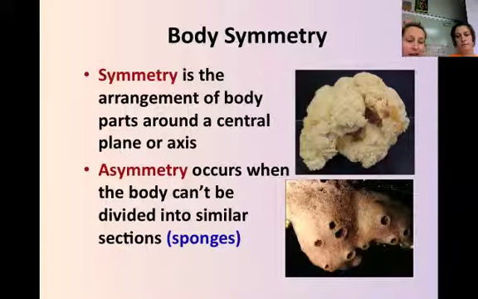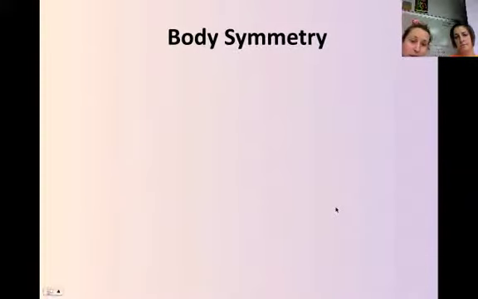And like I said, asymmetry occurs when the body cannot be divided into similar sections. Okay, so that's no symmetry at all. And the example that they show us here would be sponges, like sea sponges. And you can see here that there's no actual symmetry in them. If you cut into them at any point, you wouldn't have mirror images on each side.